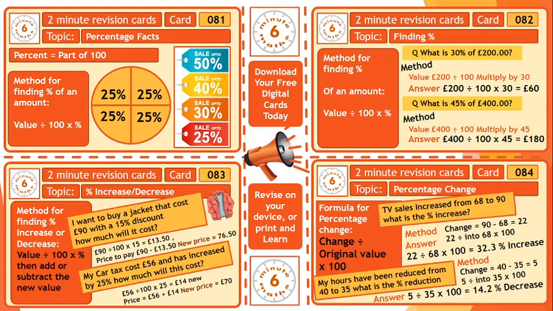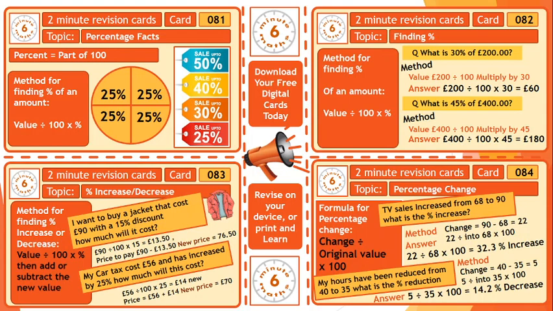Card number 84, the formula for percentage change. So it's the change divided by the original value, times by 100. First question, TV sales increased from 68 to 90. What is the percentage increase?